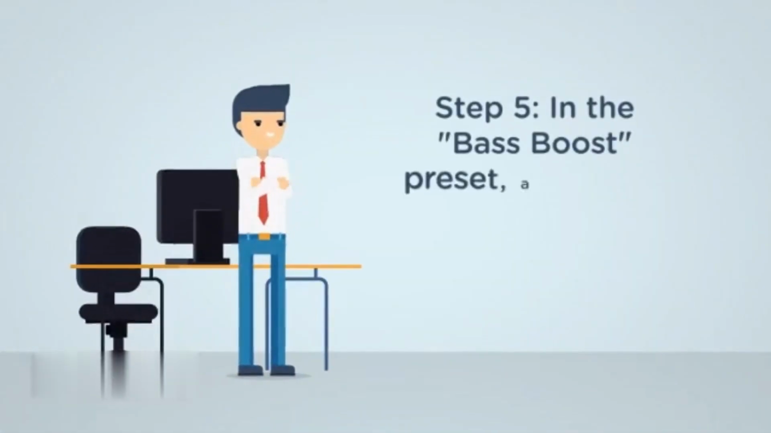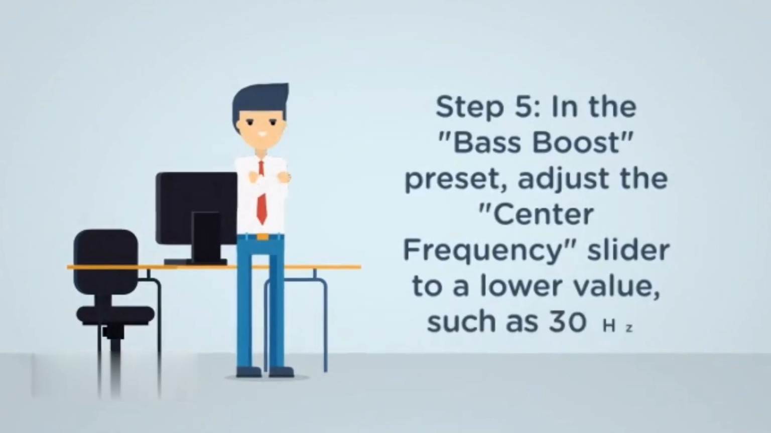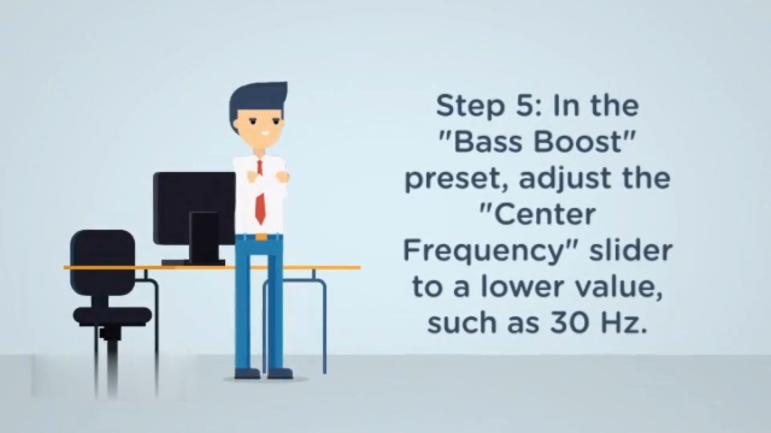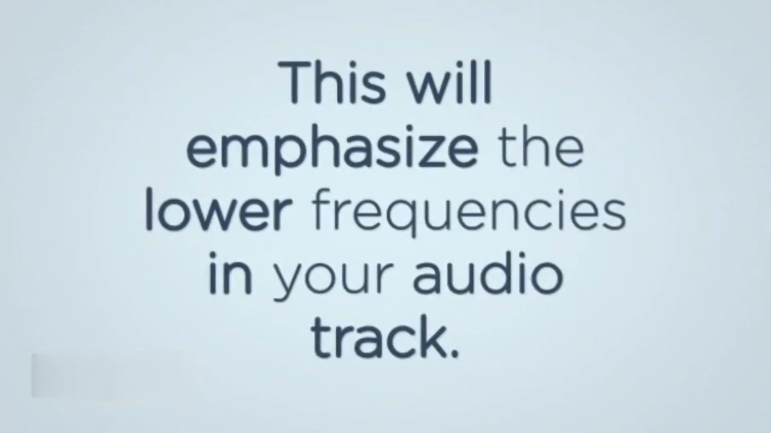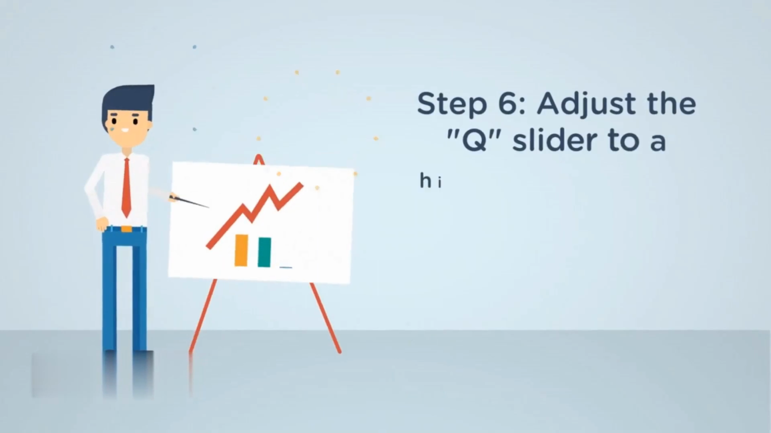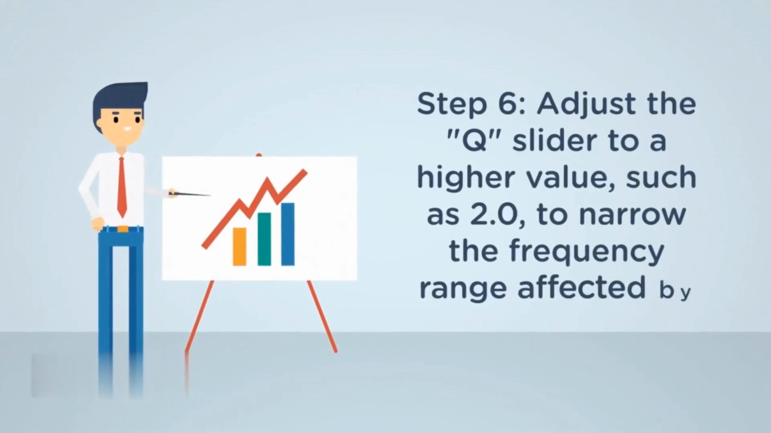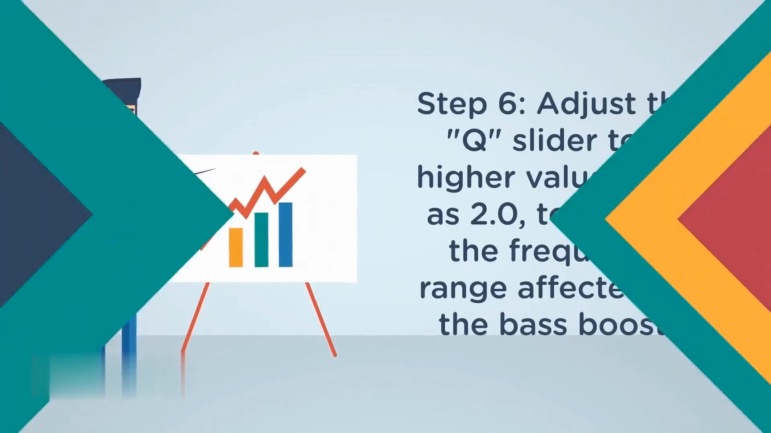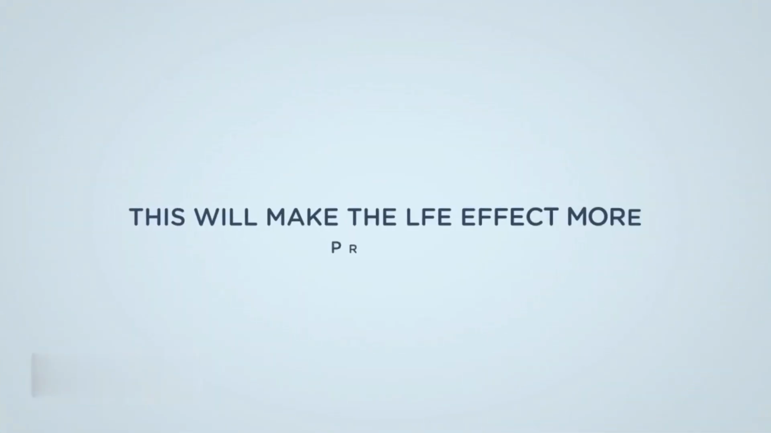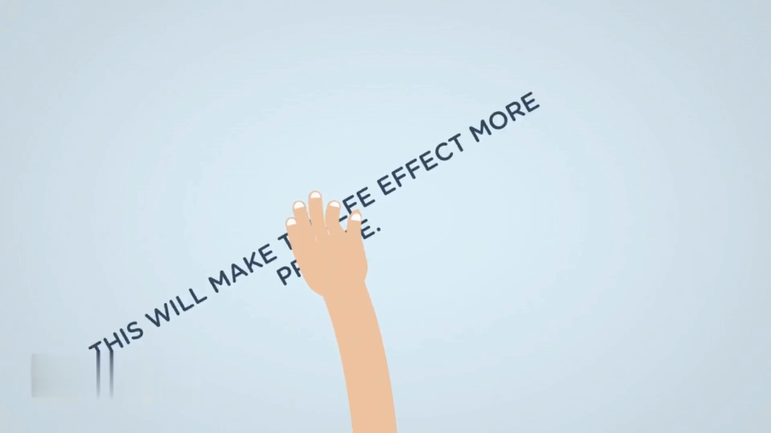Step 5. In the Bass Boost preset, adjust the center frequency slider to a lower value, such as 30 Hz. This will emphasize the lower frequencies in your audio track. Step 6. Adjust the Q slider to a higher value, such as 2.0, to narrow the frequency range affected by the bass boost. This will make the LFE effect more precise.